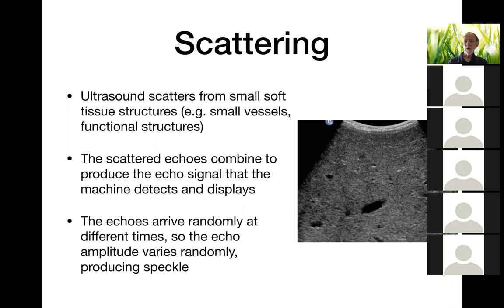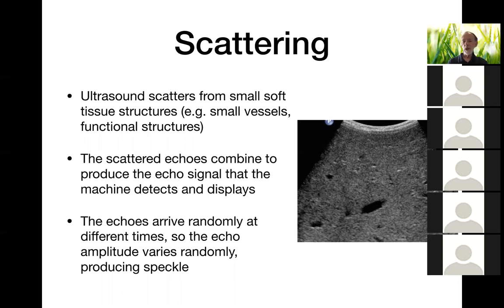The echoes actually arrive randomly at different times, and so the echo amplitude is going to be affected by how those echoes happen to add up. Sometimes echoes add up to reinforce one another, sometimes they add up in a way that cancel one another out, and so we get the variation in amplitude that we call speckle. So that's how speckle happens. So speckle is actually an interference pattern, a statistical phenomenon, not a direct reflection of the fine structure of that liver tissue. And that's an important thing to understand.